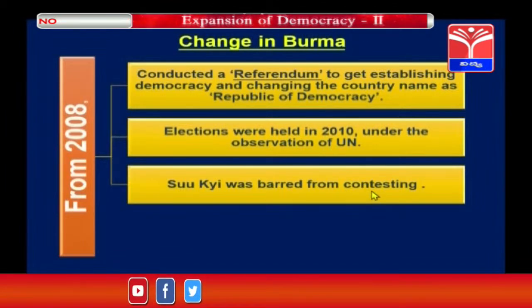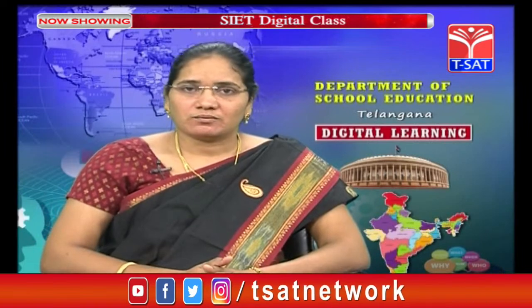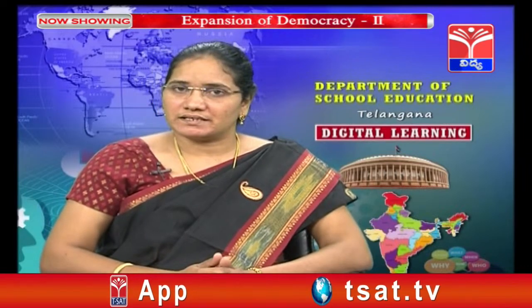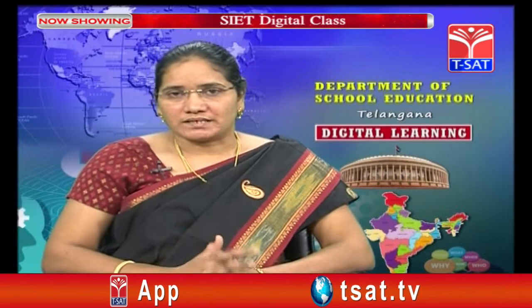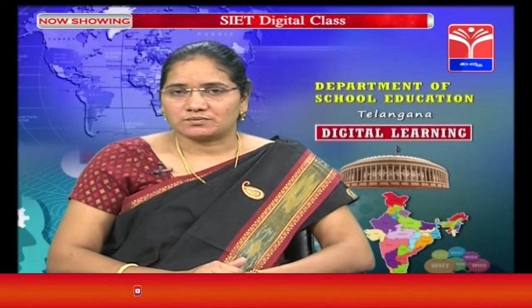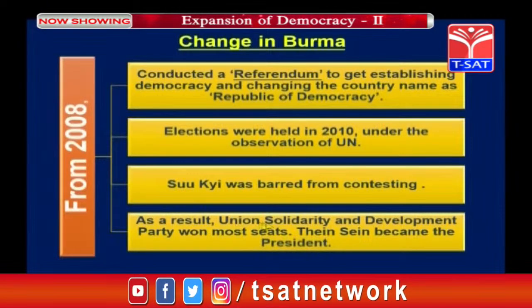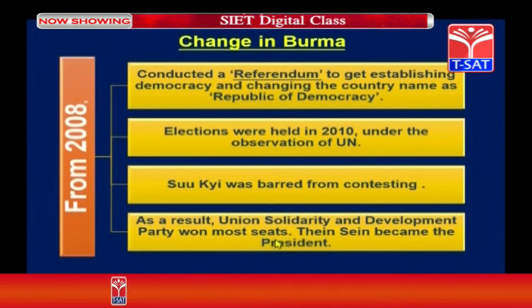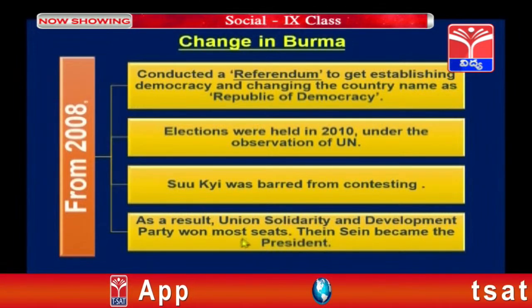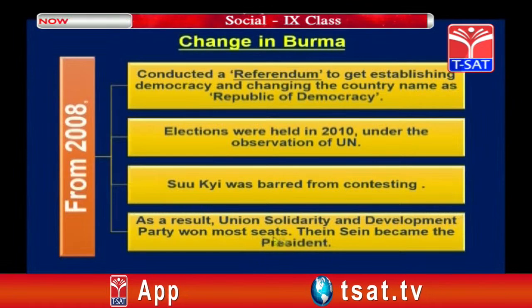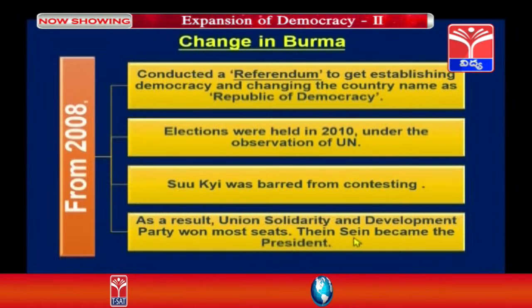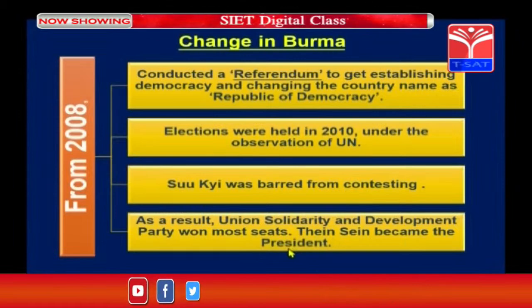Aung San Suu Kyi was not allowed to contest in these elections, and not even was she released from the house arrest. After the elections only she was released. As a result of that, the Union Solidarity and Development Party won most of the seats. This is another party that won the majority, and Thein Sein became the president of this country.